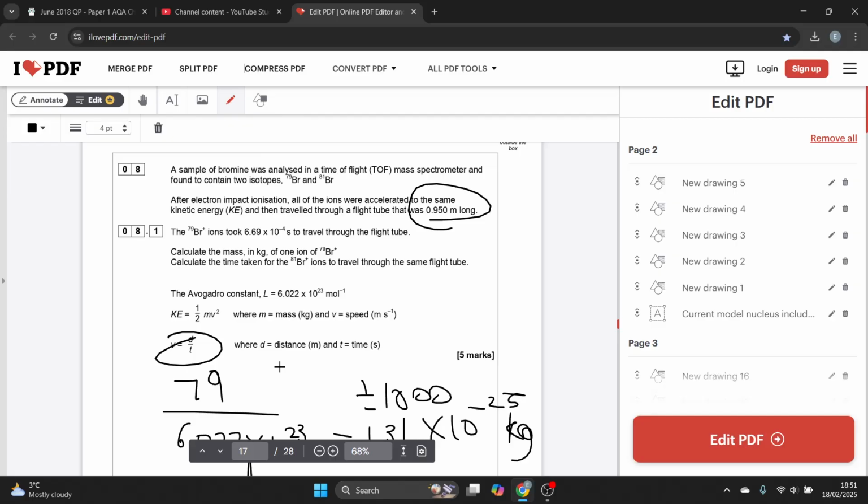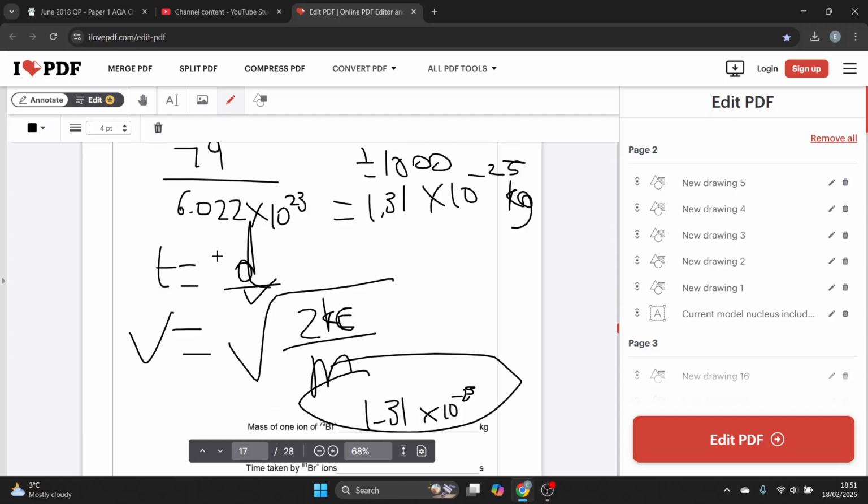So it's going to be 1 over 2, bracket my answer, times the velocity squared, and velocity is just distance divided by time, so 0.950 divided by time, 6.69 times 10 to the power minus 4, squared. Once I've got the kinetic energy, then I can work out the velocity.